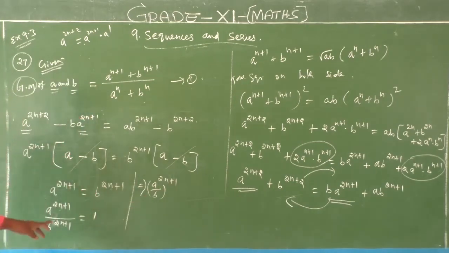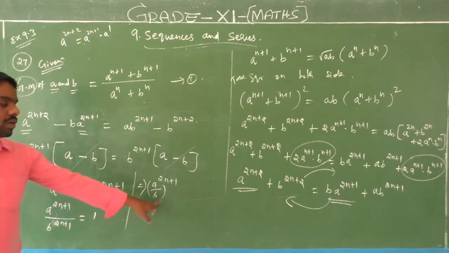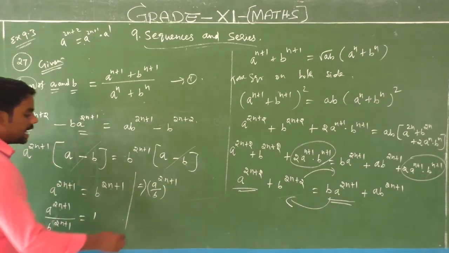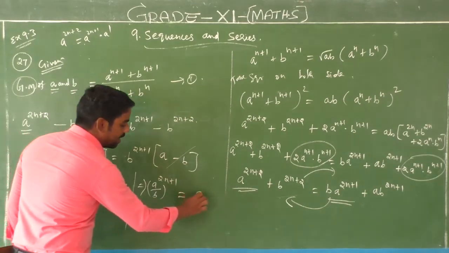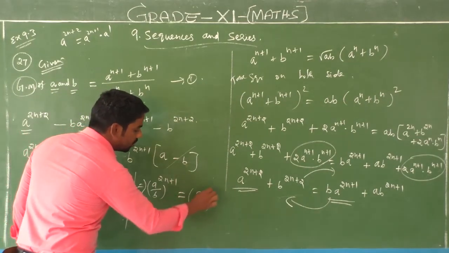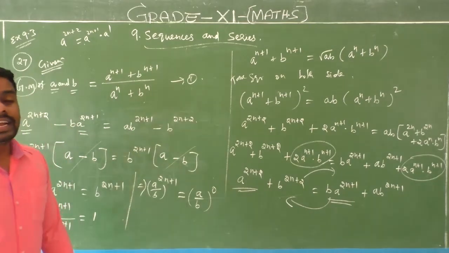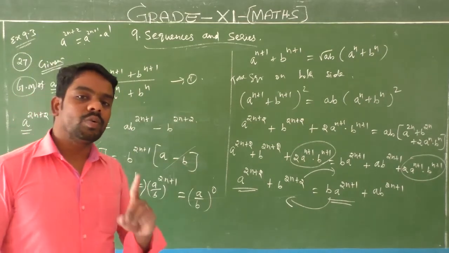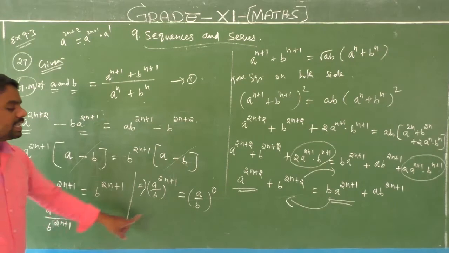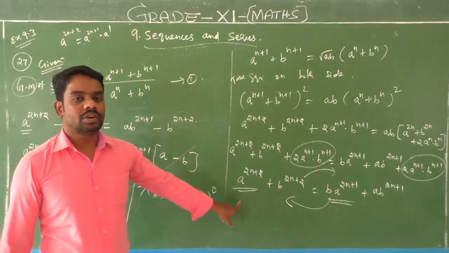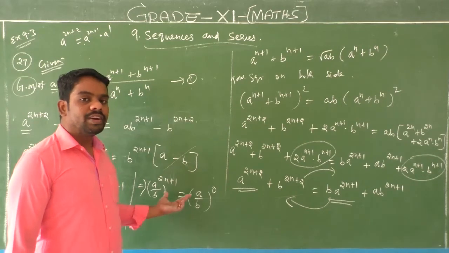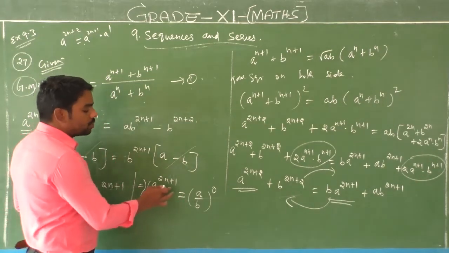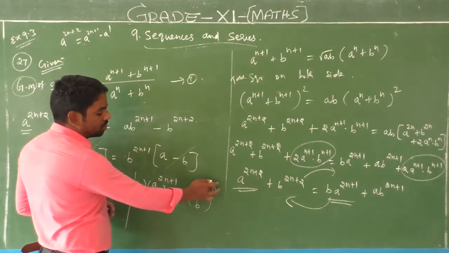A power 2n plus 1 divided by b power 2n plus 1 is written as (a by b) whole power 2n plus 1, equal to 1, which is written as (a by b) whole power 0. You know that any number power 0 is equal to 1. So 1 is written as (a by b) whole power 0. You see, left hand side, right hand side base are same, so power is also same. So (a by b) whole power 2n plus 1 is equal to (a by b) whole power 0.